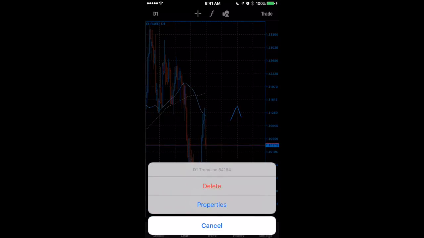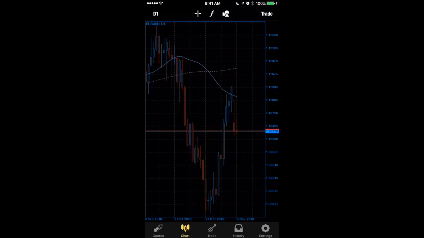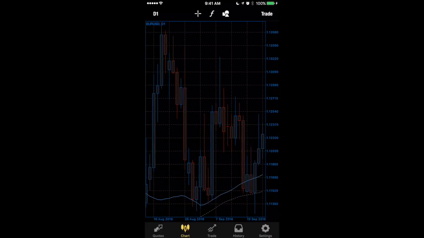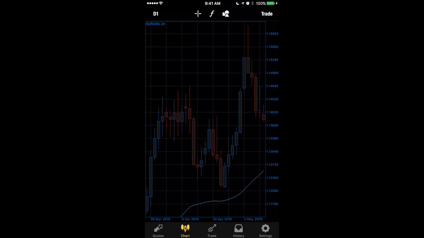Then you just tap and hold to delete. So like you want to get in around here at the top, or what you can do is wait for it to come down to like this level, place your buy and it'll go up. Something else that I want to show you, kind of hard to show you because the screen's so skinny. See if we can find a good example.